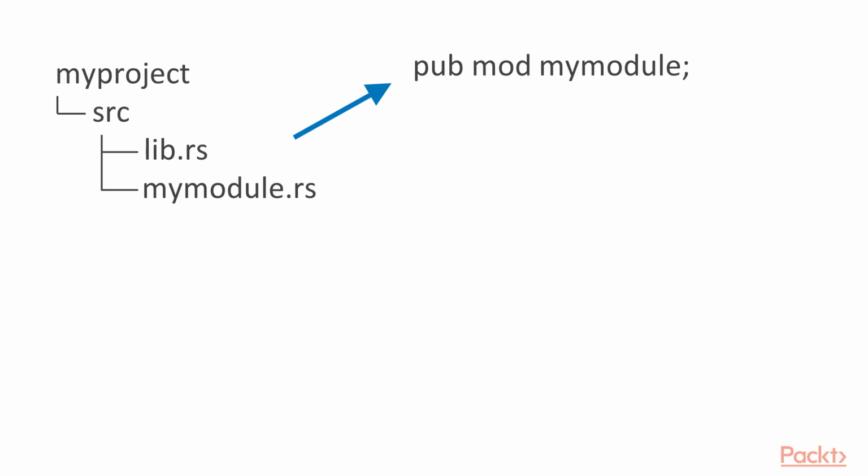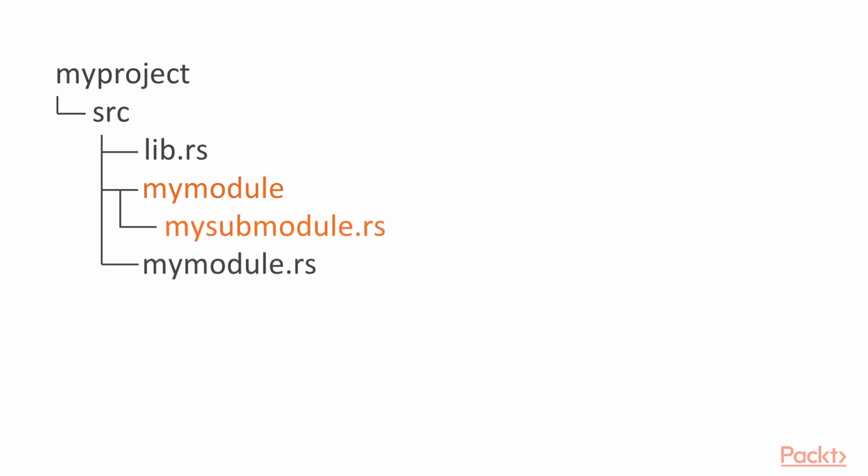If inside my module, we define a nested module called my submodule, that will be found in a directory with the same name as my module and a file name called mysubmodule.rs. This nesting pattern can be repeated over and over to an arbitrary depth.